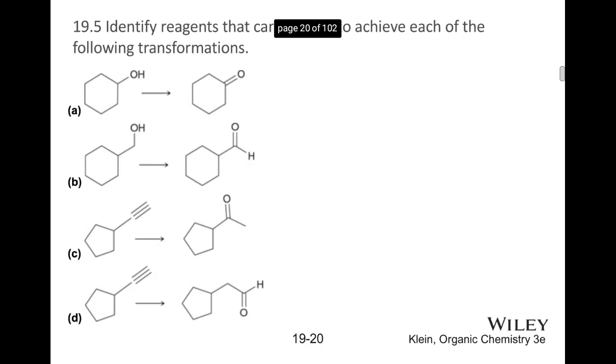So we could do these questions really quickly. To oxidize a secondary alcohol to a ketone, choose whatever you want. You could put PCC, you could put Dess-Martin periodinane, you could do the Swern reaction. Let's practice the Swern reaction, which is dimethyl sulfoxide and oxalyl chloride in the first step, and then triethylamine.